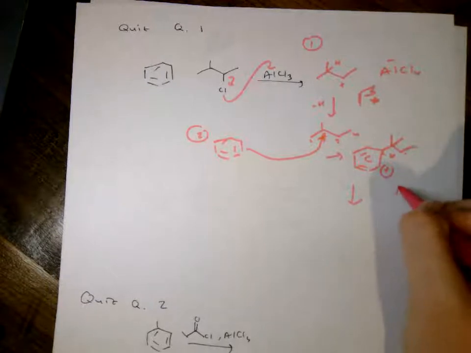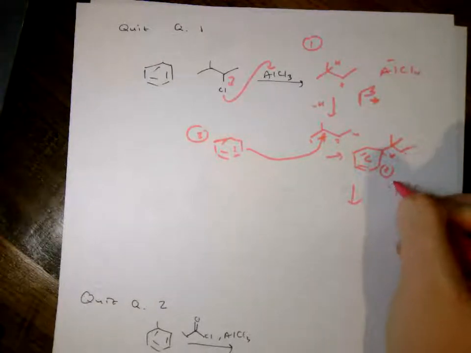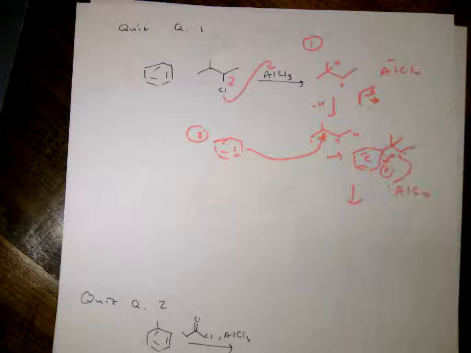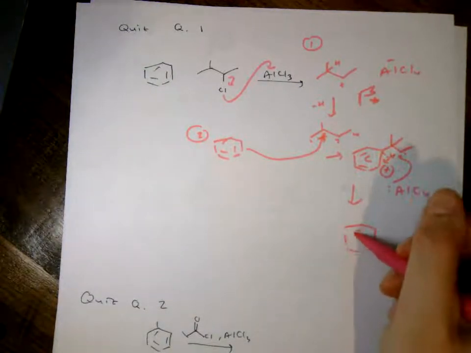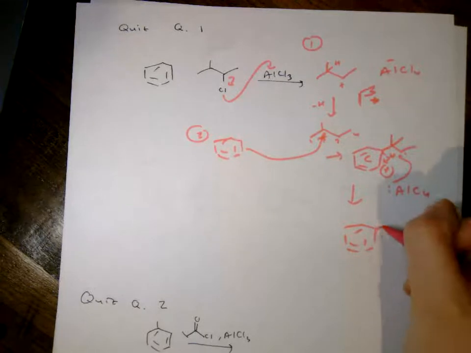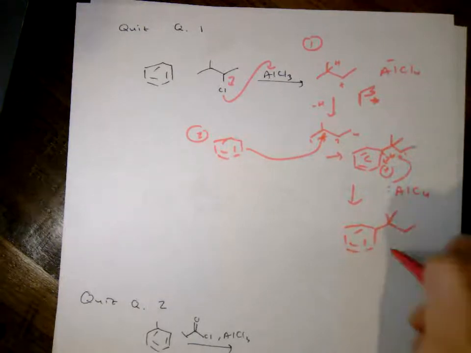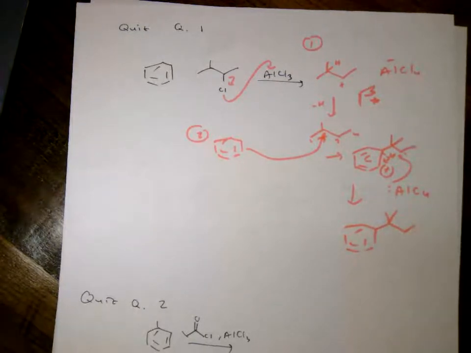And then the AlCl4 can come in, or any base can come in, and the electrons from that hydrogen can restore aromaticity. That's step 4. And that should be your final answer.